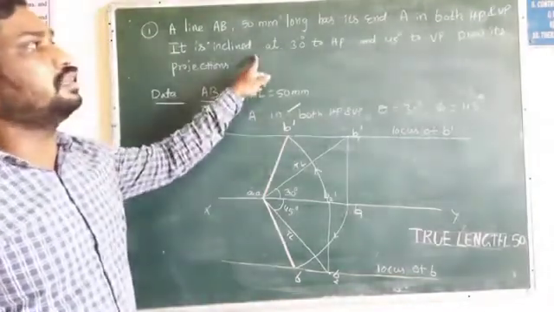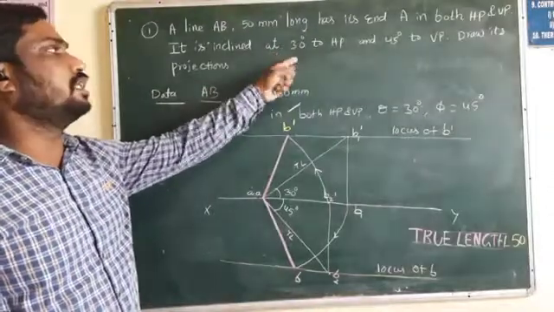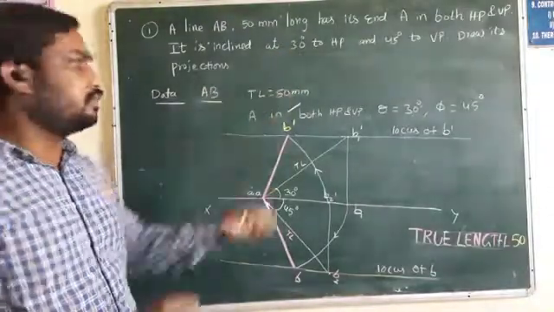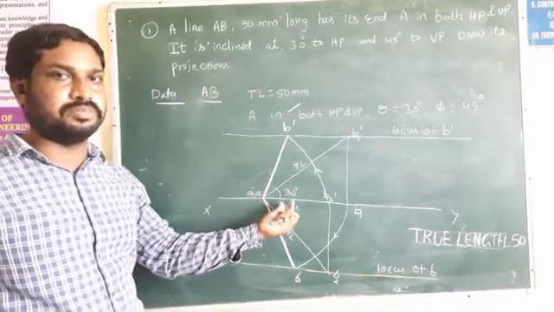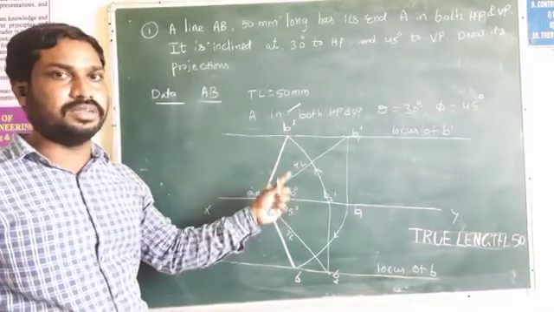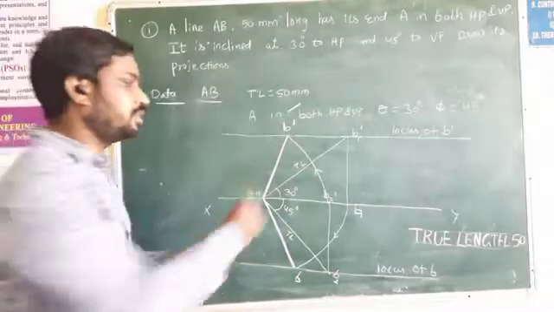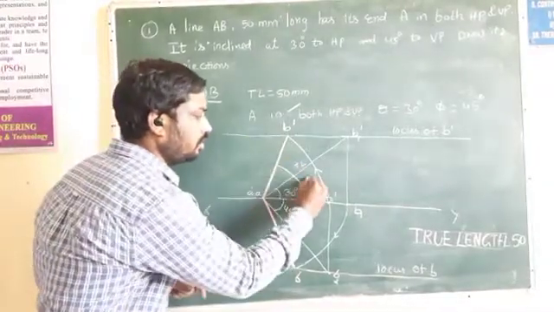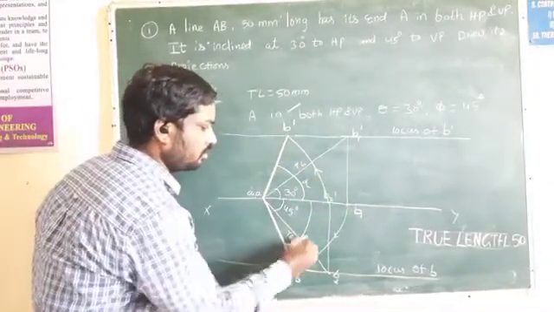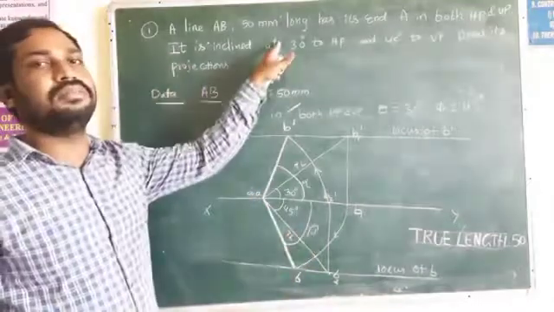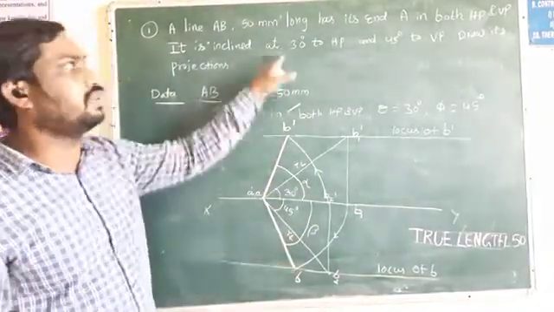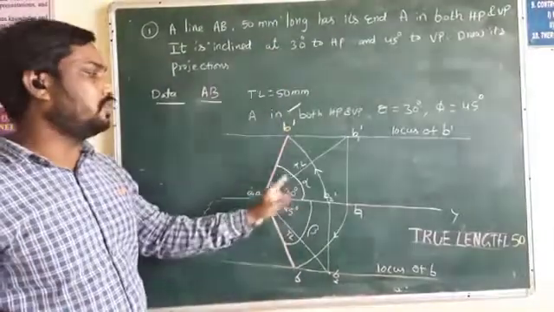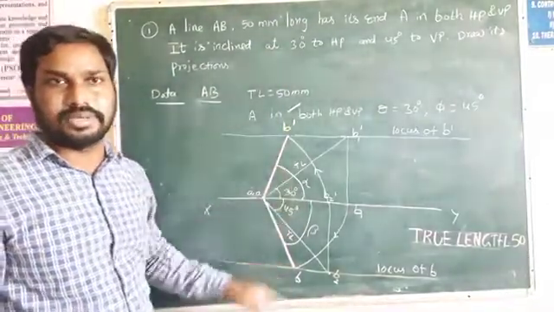You don't require alpha and beta, because they don't ask for alpha and beta. Alpha, as already told in the last concept, is the inclination of the projection of the straight line when both are equivalent to HP. This one is alpha, and this is beta. If the problem asks for alpha and beta, then they are required. Okay, if it is not asking for alpha and beta, then you don't require them. Okay, thank you.